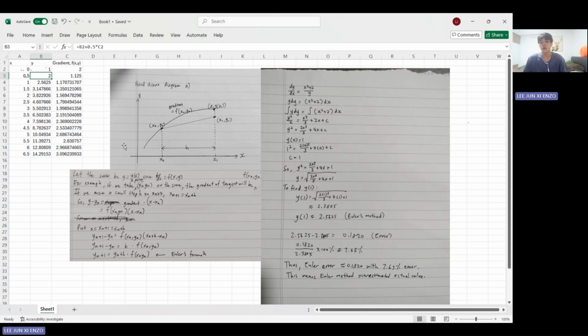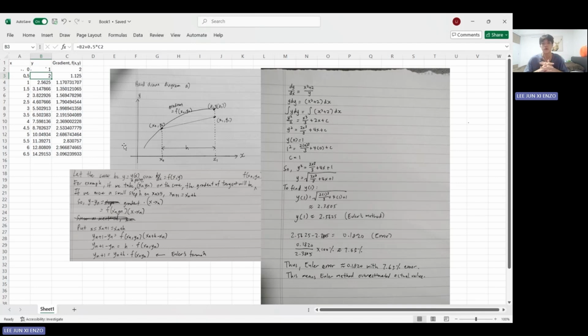Now for the error between the general solution and your Euler's method, right? So first we have to solve using the general solution. So dy/dx equals x squared plus 2 over y, which is given. So we want to move the dy to the left side, dx to the right side. So y dy equals (x squared plus 2) dx. Integrate both sides such that you get y squared over 2 equals x cubed over 3 plus 2x plus c.